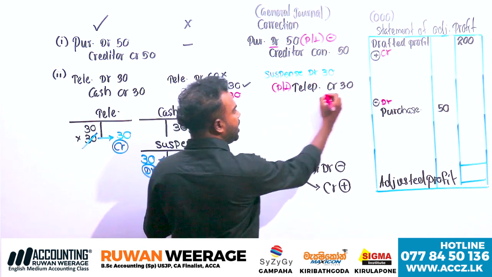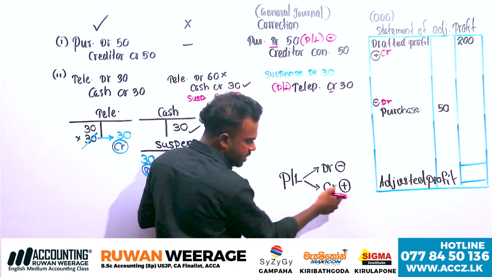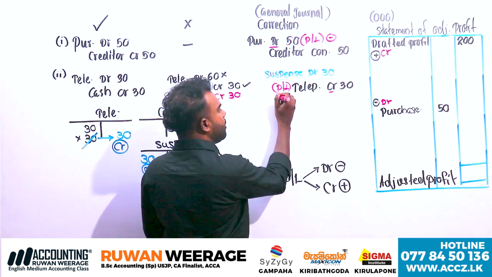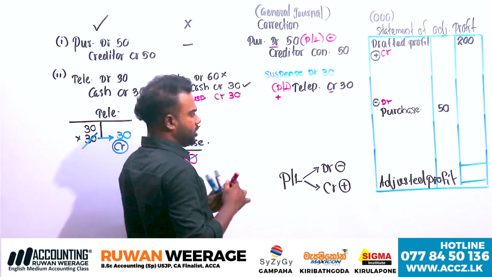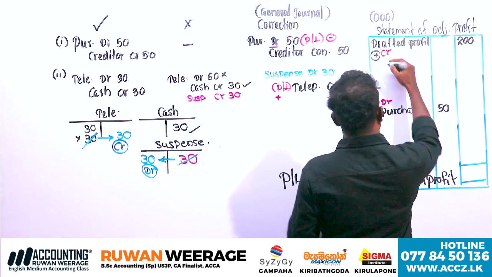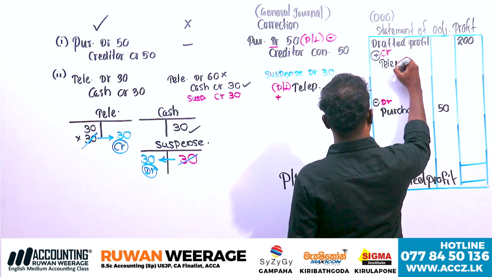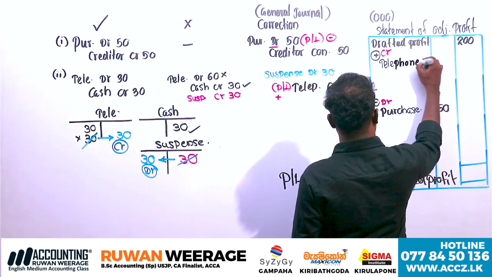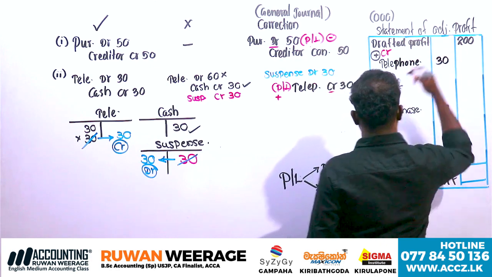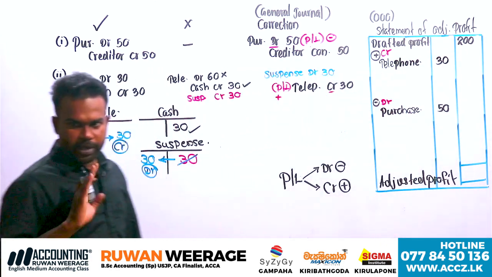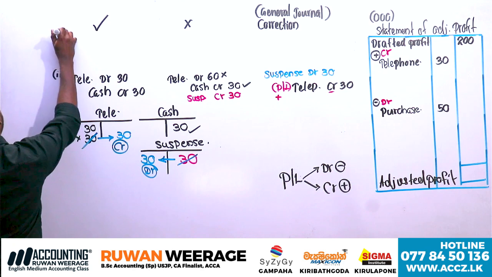And now in the P&L, what happened? P&L credit. P&L credit means add or minus? Plus, it increases the profit. Don't worry. Okay. Write down here the telephone word. Okay, understood clearly.